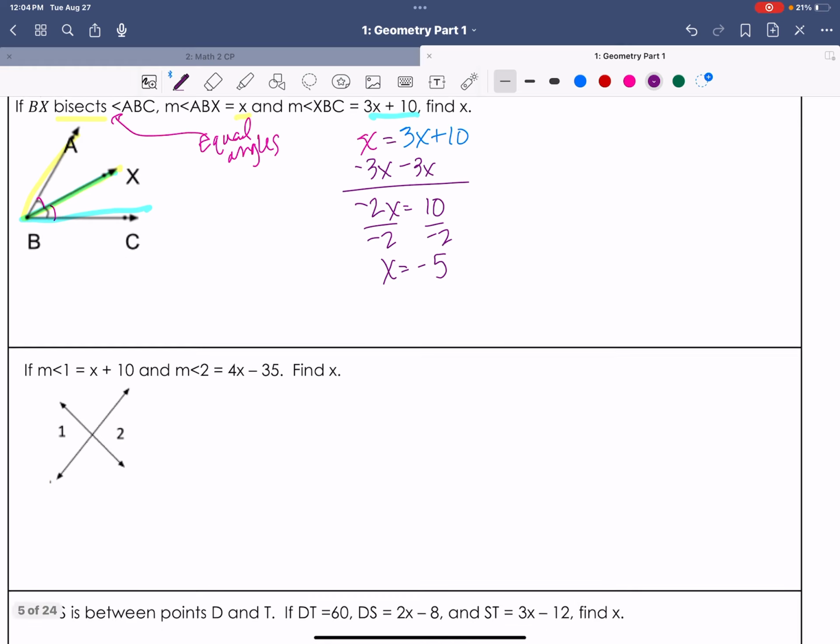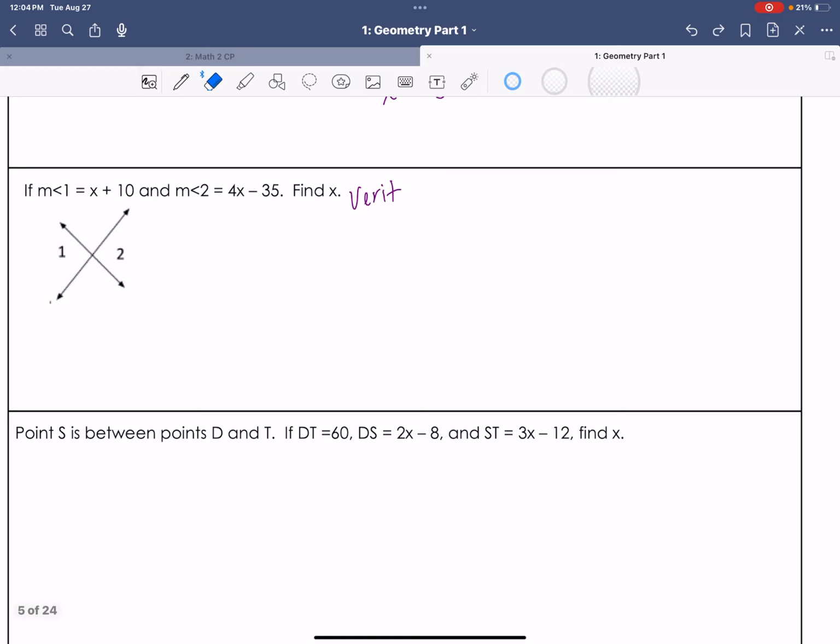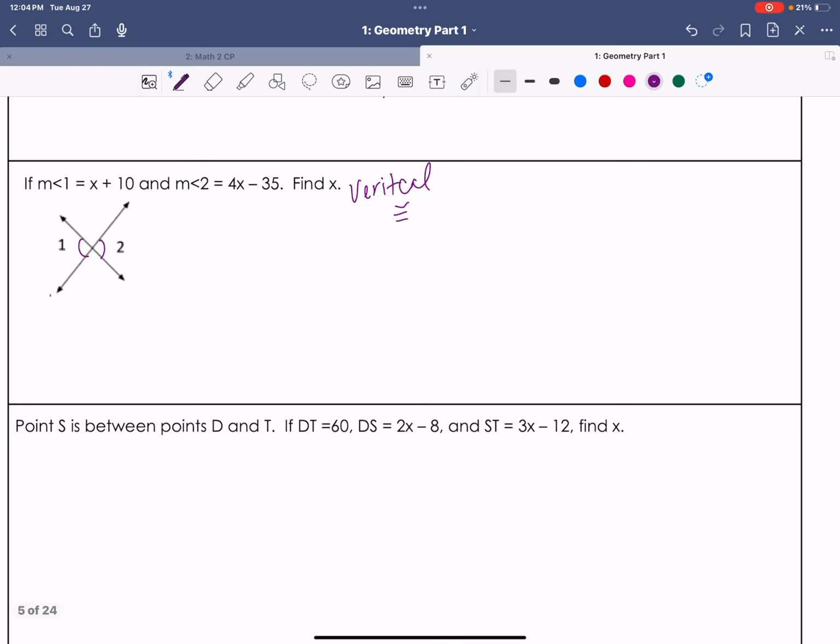All right? This one is vertical angles. So for vertical, let's see if I can spell. They are congruent, they're equal to each other. So what you're going to do is this guy is equal to that guy because they're vertical. So I'll start it, you finish it.